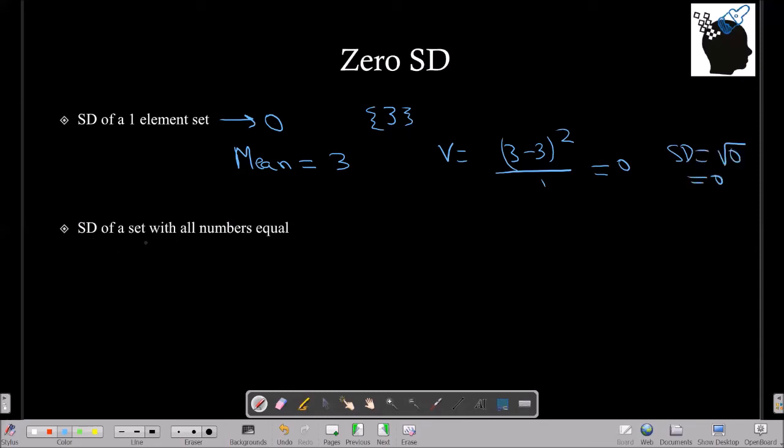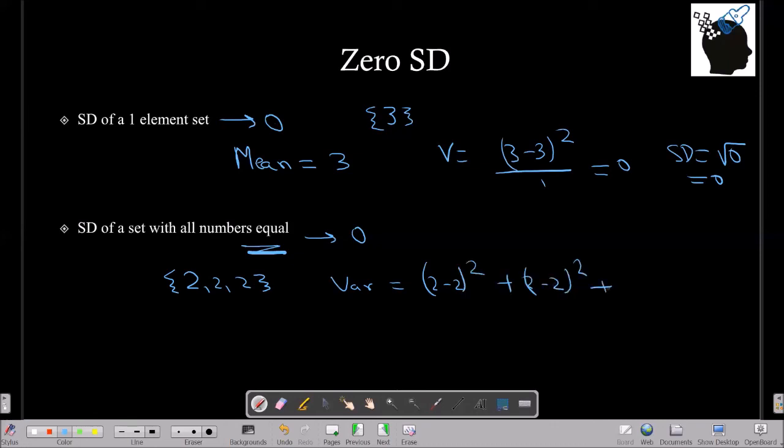Standard deviation of a set with all numbers equal will also be equal to 0. Let's take an example. So let's say we have a set with 3 values which are all 2. So the mean will be 2 and the variance will become 0, because the distance of all the numbers from the mean will be 0. So standard deviation will also be equal to 0.